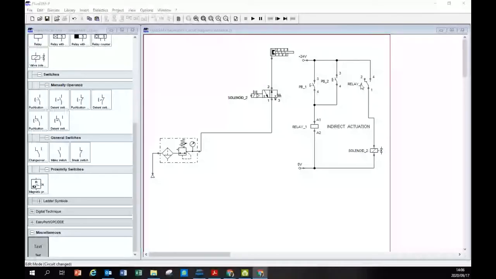One relay. This relay: when this relay is on, this relay is on. It comes in the form of a changeover switch, but it is a relay. Okay? Moving along. Next question.